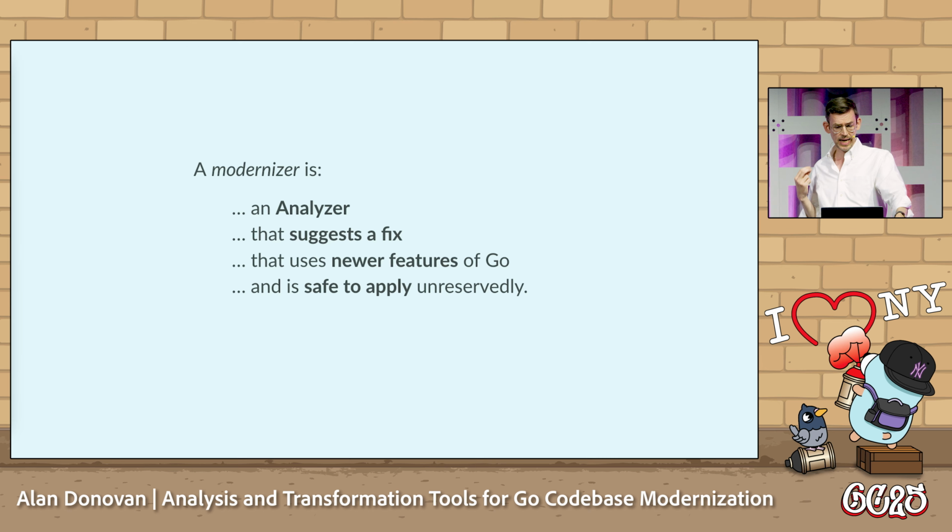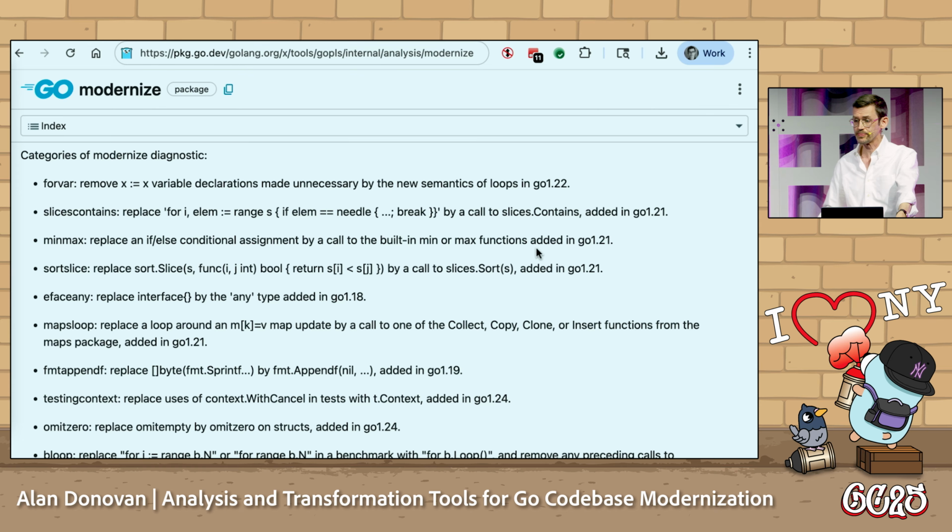A modernizer is really just an analyzer with a few special properties. First, it suggests a fix. It's not enough just to flag the problem, it must fix it too. Second, the fix must use newer features of Go. And third, it must be safe to apply the fix with only cursory review. It must not introduce a bug. And this is an important point, and we'll come back to it in a moment.